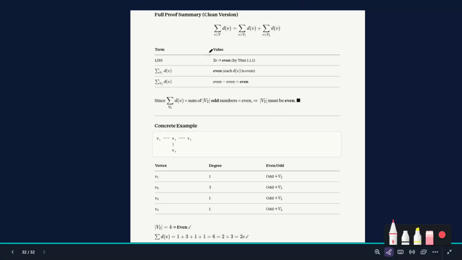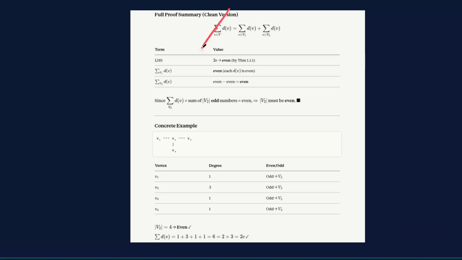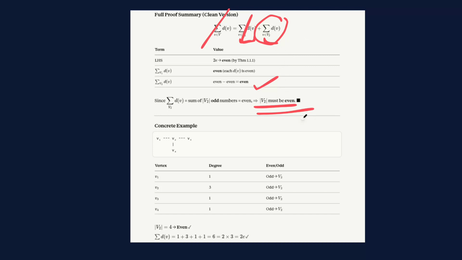How did we prove it? First we said that the LHS, 2e, is even. And we know the sum of even numbers is always even, so this is also even. So even minus even becomes even itself. If this term has to be even, then the number of vertices in it should be even. So we proved the number of vertices should be even.